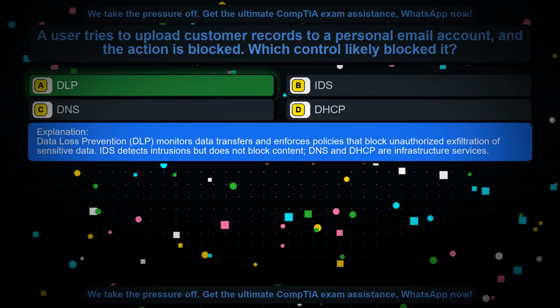Multi-tenancy allows multiple customers to share the same physical infrastructure while maintaining logical isolation. It is a standard cloud design that separates each tenant's data and configuration.